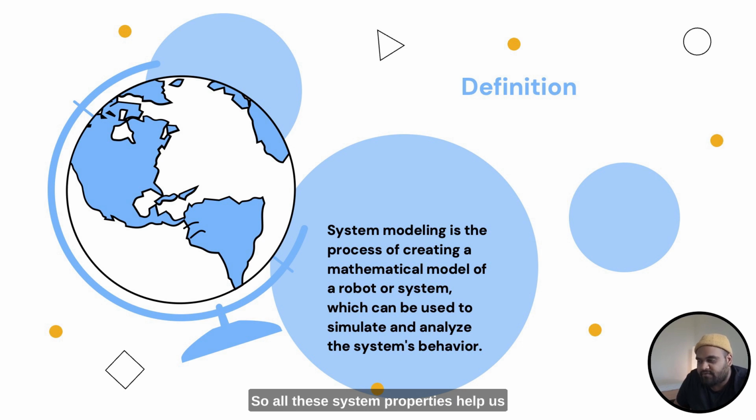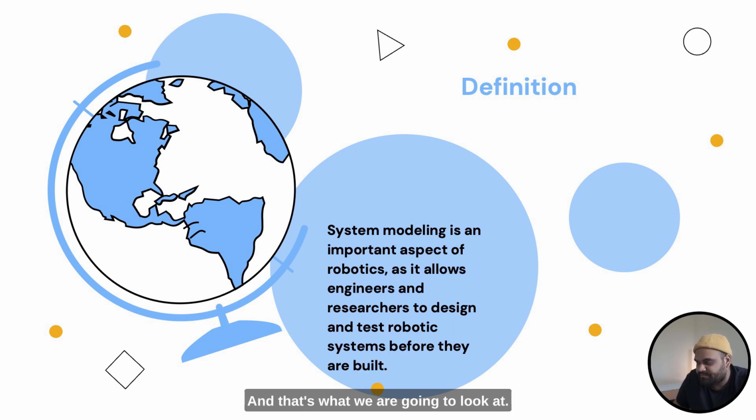All of these system properties help us understand and figure out these parameters for our future use case. Also, you can simulate a lot of parameters by adding different values, figuring out what would happen if the air resistance is high, what would happen if the friction is high, and so on. So system modeling plays a very important role, not just in robotics, but in simulation in general as well, and that's what we are going to look at.